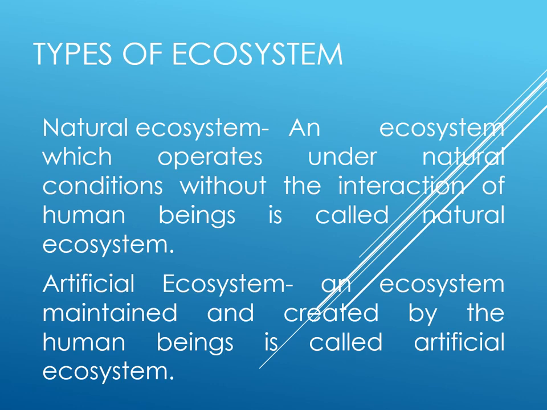Now let us focus our learning on the definition of artificial ecosystem. What is the artificial ecosystem? An ecosystem which is maintained and created by human beings is called the artificial ecosystem. And what is its example? Fish aquarium. A fish aquarium is created by human beings, and that is the best example of an artificial ecosystem.